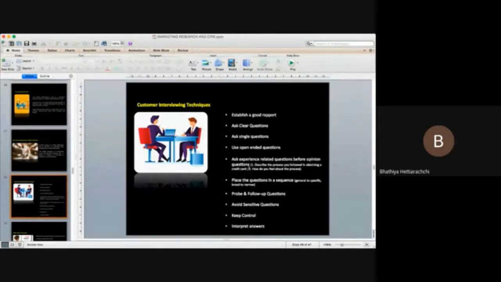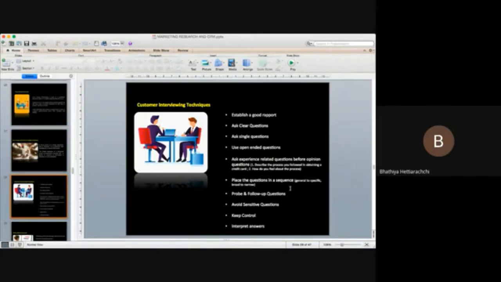The next one is, generally we say ask experience-related questions before opinion questions. For example, question number one, you can ask, describe the process you followed in obtaining a credit card. So he will describe his experience, right? Okay, I came with an application, this is how I got it. He will talk about the process and his experience. Then you ask a second question, how do you feel about the process? Now this is an opinion-related question. Based on his experience, he will say how he feels about the process.